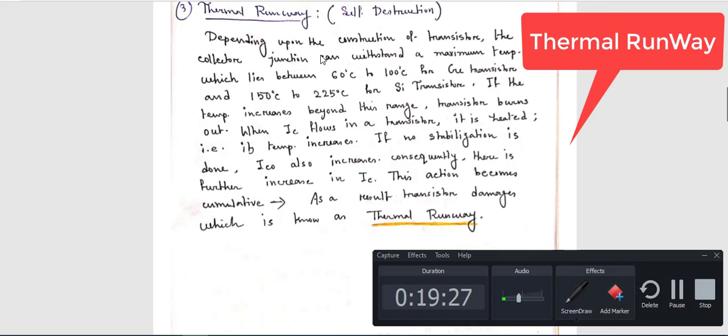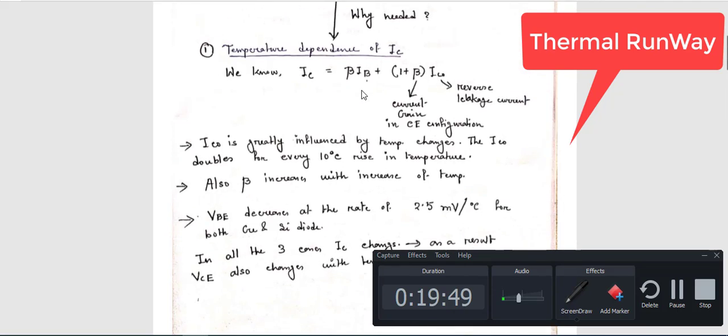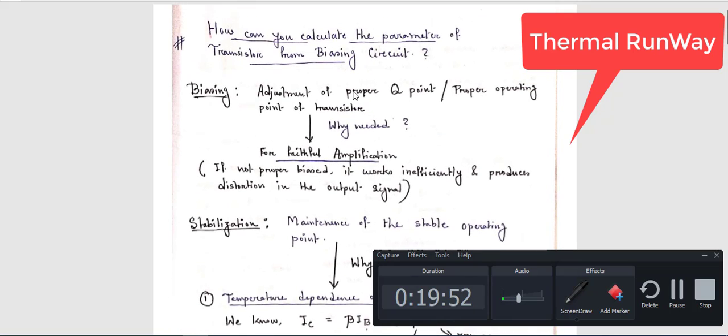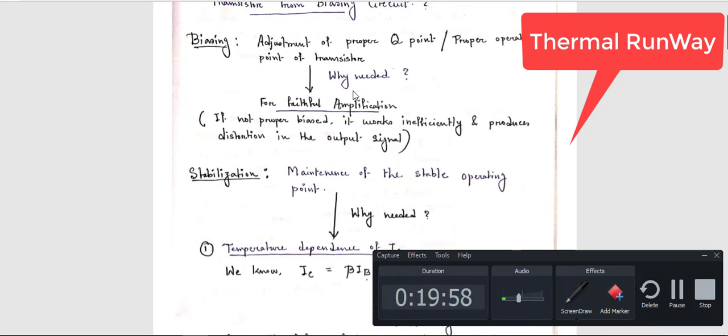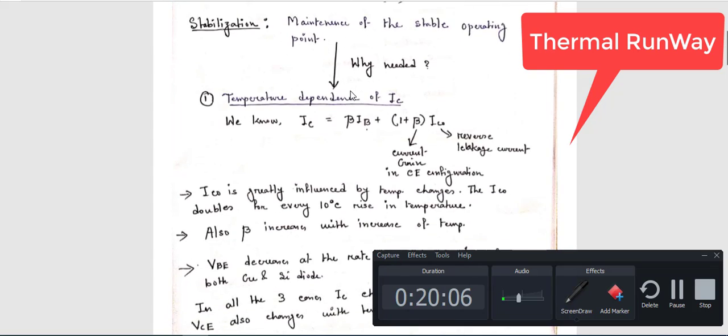That means when you design an amplifier circuit using a transistor, you have to remember that self-destruction or thermal runaway should not occur. If this phenomenon occurs, you cannot get faithful amplification. That's why you require a stable Q point, and for this you require biasing. So this biasing and stabilization concept is very important if you want to get faithful amplification.